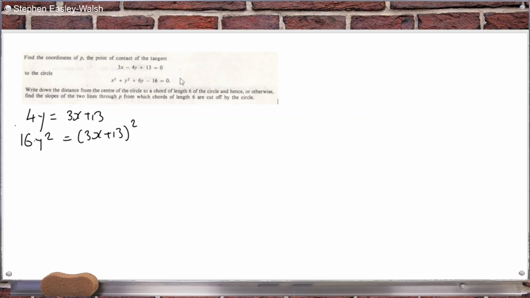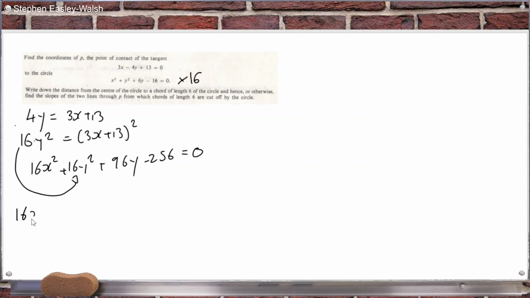So if I was to multiply this equation by 16, I would get 16x squared plus 16y squared plus 96y, and then I think that's minus 256, isn't it? 16 by 16? It's like the hexadecimal numbers. So 16x squared plus 16y squared plus 96y minus 256 equals 0, and then you can sub that in. So you get 16x squared plus (3x plus 13) squared, and then 96y.